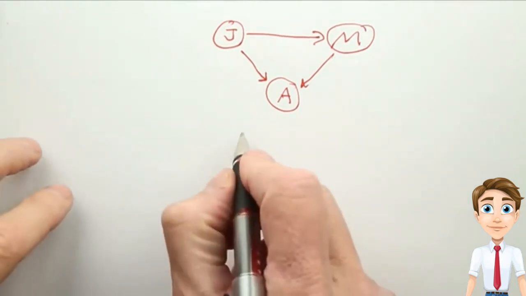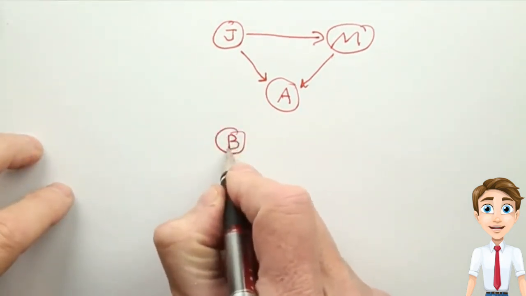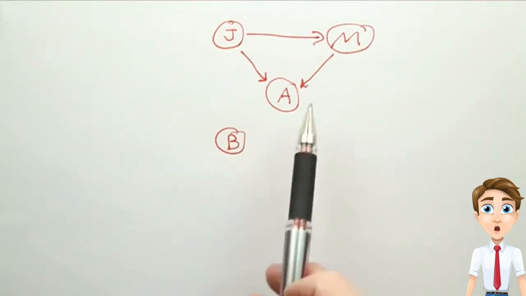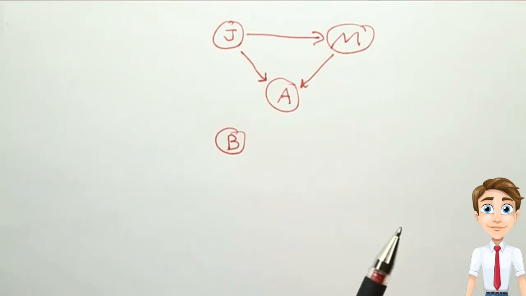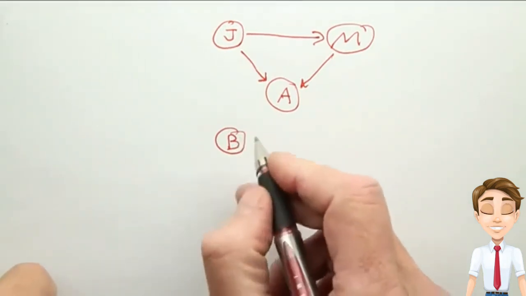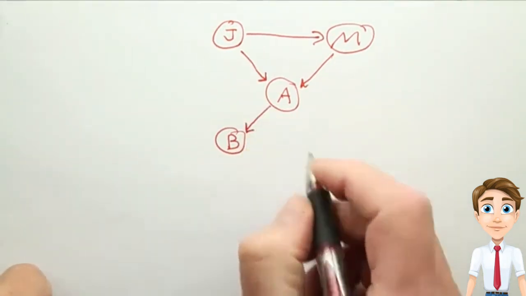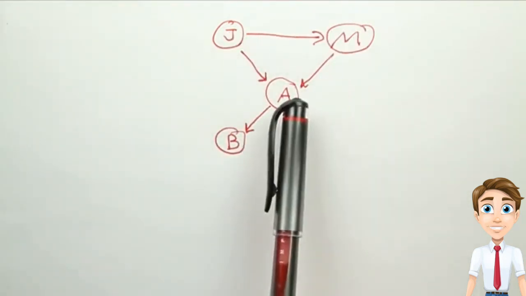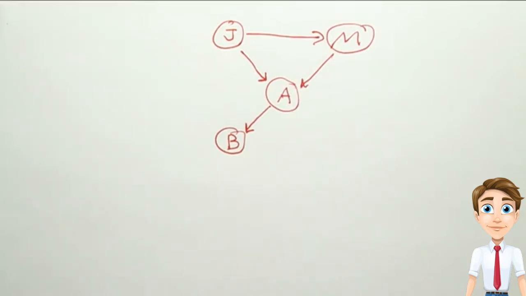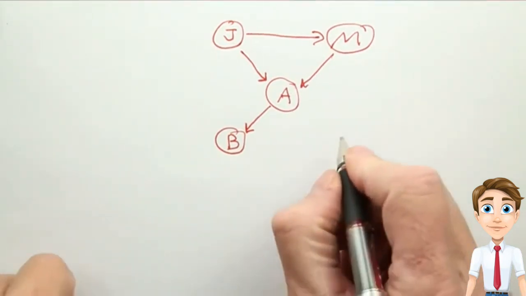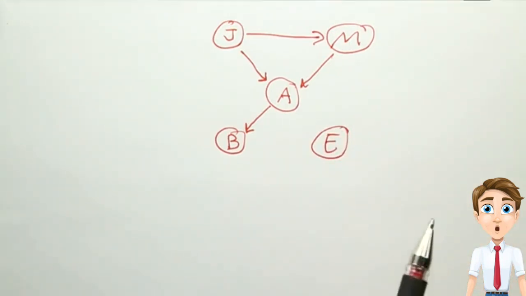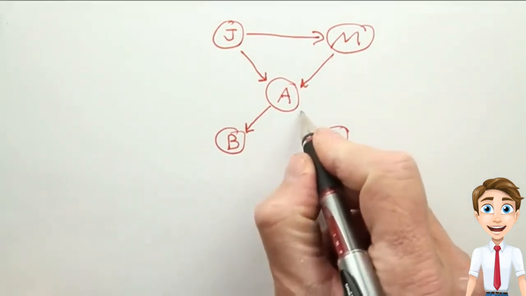Now we'll continue, and we'll add the node B for burglary, and ask again, click on all the variables that B is dependent on. The answer is that B is dependent only on A. In other words, B is independent of J and M given A. And finally, we'll add the last node, E, and ask you to click on all the nodes that E is dependent on. And the answer is that E is dependent on A.